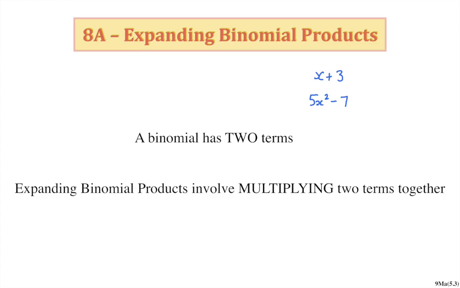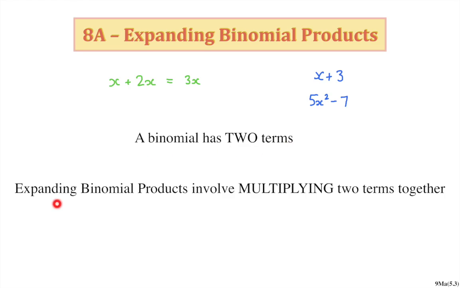This is an example of something that is not a binomial. x plus 2x. That is not a binomial because you can actually add those two things and it becomes 3x, which is just one term. So you can see binomials are made up of two terms separated by a plus or a minus, and they cannot be added together or subtracted because they're not alike terms. So a binomial is made up of two terms.